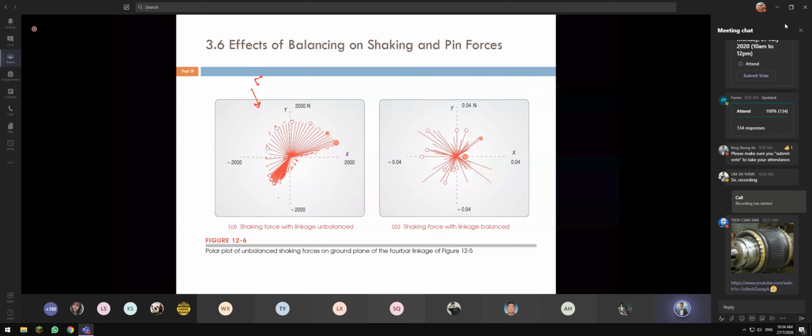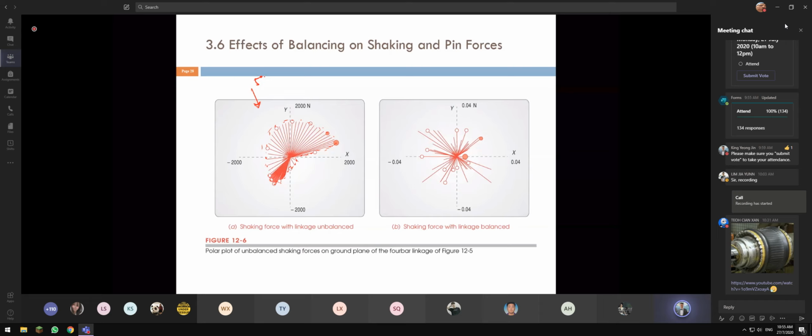Okay. So what it means is that it is finding F21 for every angle of theta 2. So theta 2 at 0, theta 2 at 5 degrees, theta 2 at 10 degrees. So for every angle you calculate, you find the F12. Then you can plot this.